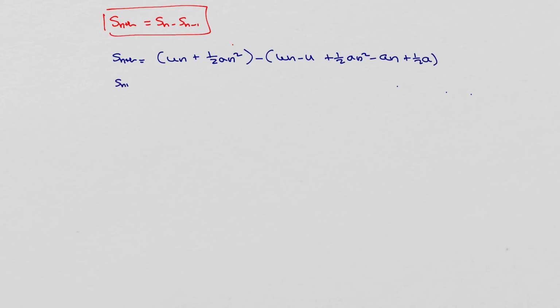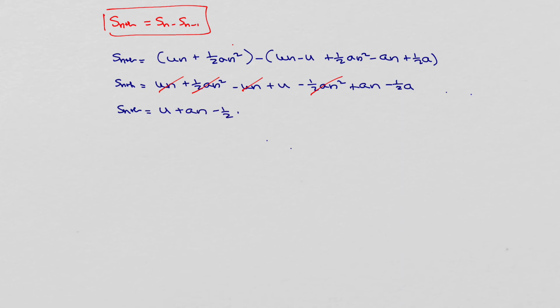And getting rid of those brackets then, we have un plus a half a n squared minus un plus u minus a half a n squared plus an minus a half a. So we can see we have un minus un. We have a half a n squared minus a half a n squared. And that leaves me then with u plus an minus a half a. And that's what they wanted us to show.